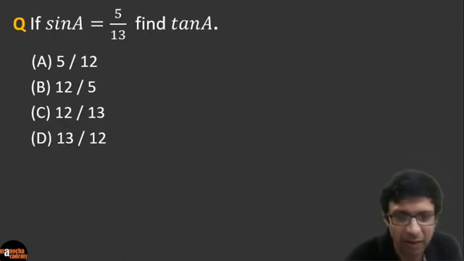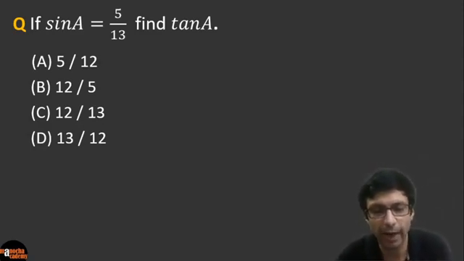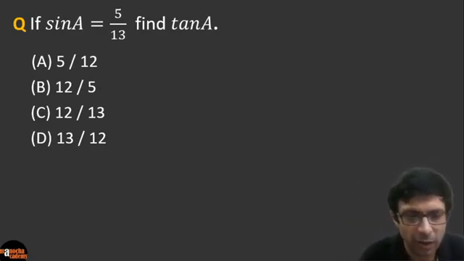All right. Now I have a question for you. If sine A is 5 by 13, this is of course in a right angle triangle. I didn't write all the details there. You need to find tan A. Okay. So how do you do this question?